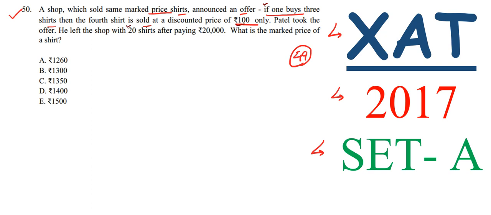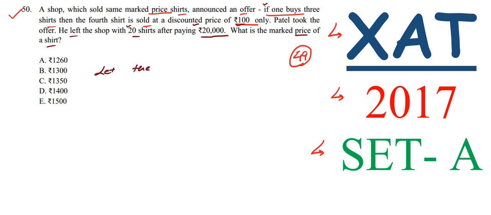So Patel took the offer. So here we have a guy who is taking this offer. He left the shop with 20 shirts after paying rupees 20,000. So this guy took 20 shirts from the shop and paid rupees 20,000 for them. So what is the marked price of the shirt? So now we need to find the marked price of this shirt. So let's assume the marked price to be X.